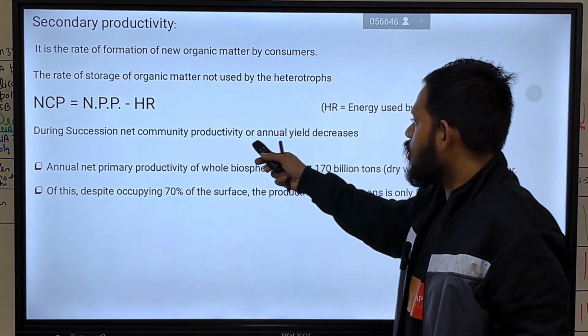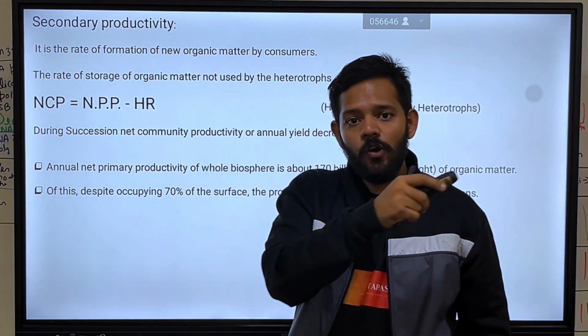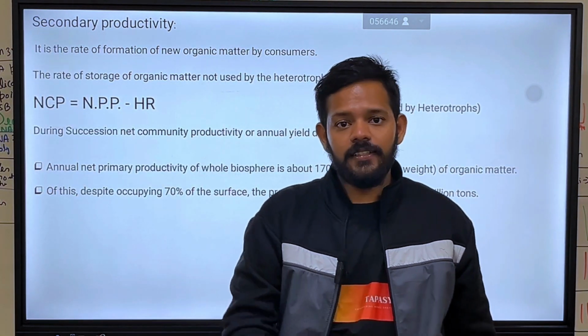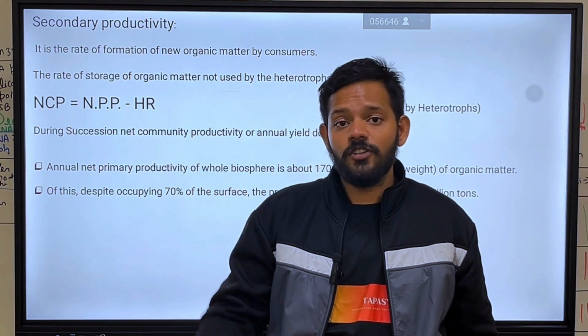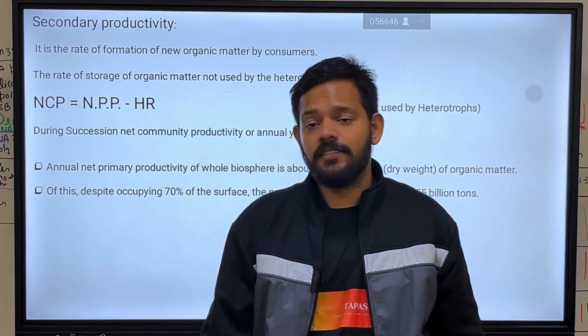During succession, net community productivity or annual yield decreases. When you go from a lower trophic level to a higher trophic level, the energy decreases. The production of energy decreases. The production of secondary productivity decreases.